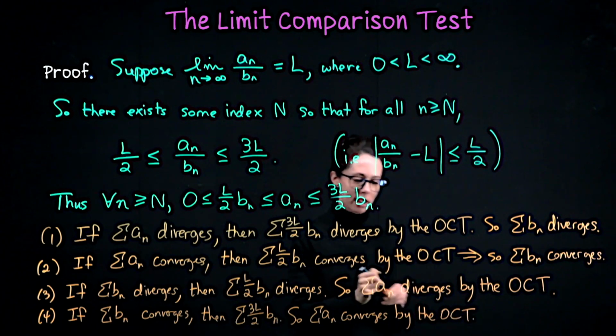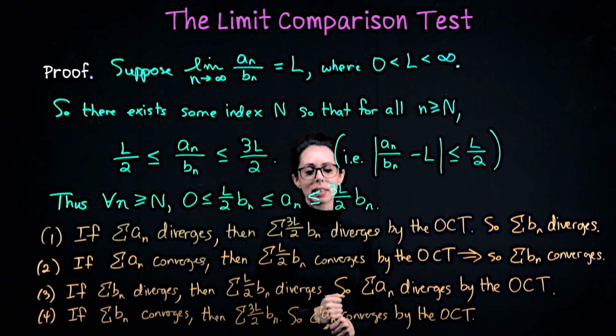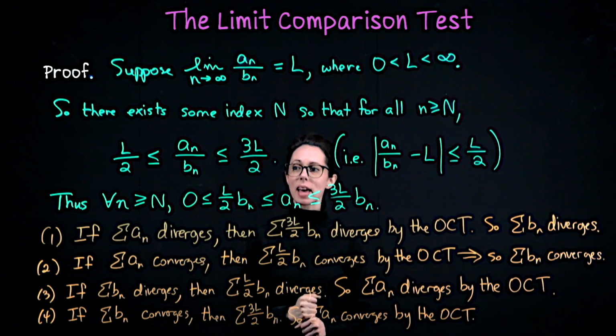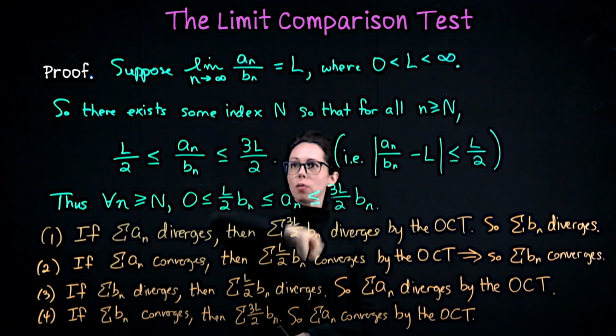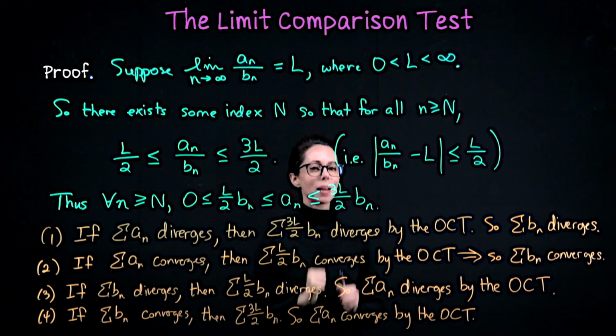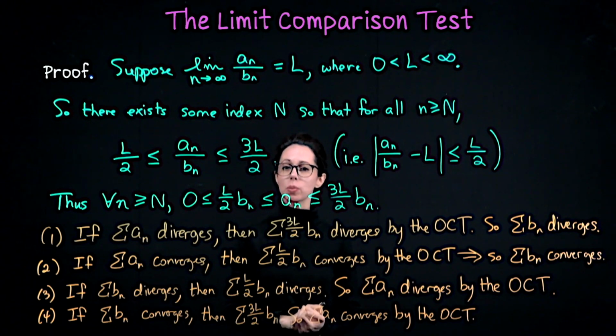And that finishes every possible hypothesis and conclusion that we need for the limit comparison test. So what we see is that if the limit as n goes to infinity of the ratio of an over bn exists and equals a finite positive number greater than 0, then an and bn must form series which behave the same way.